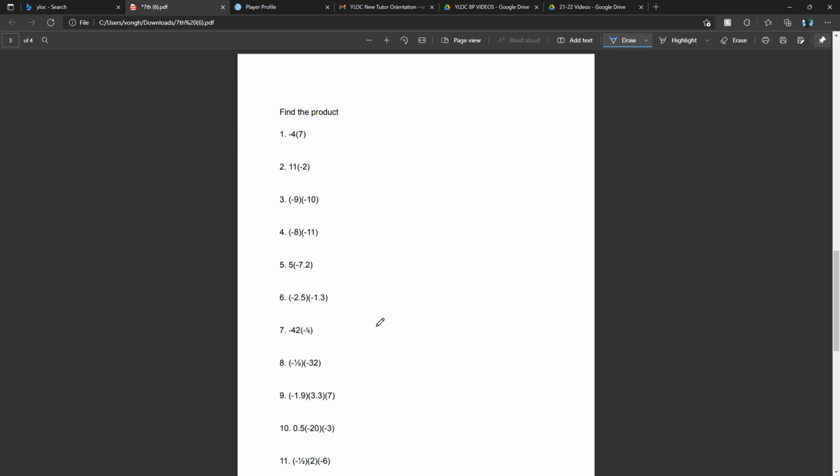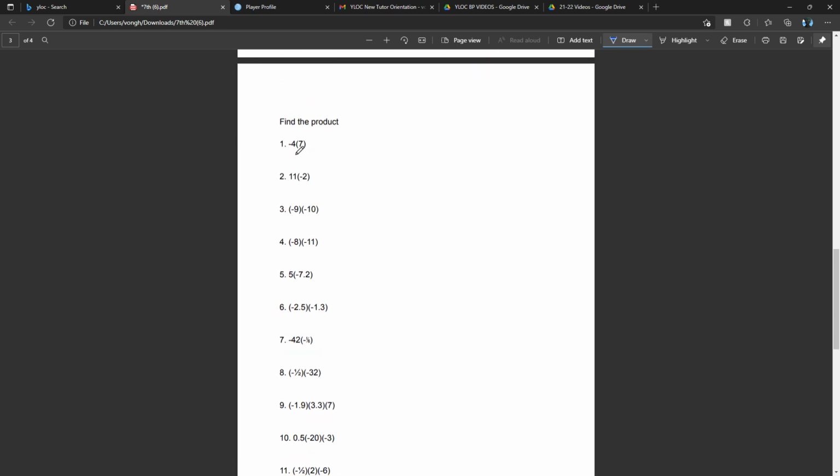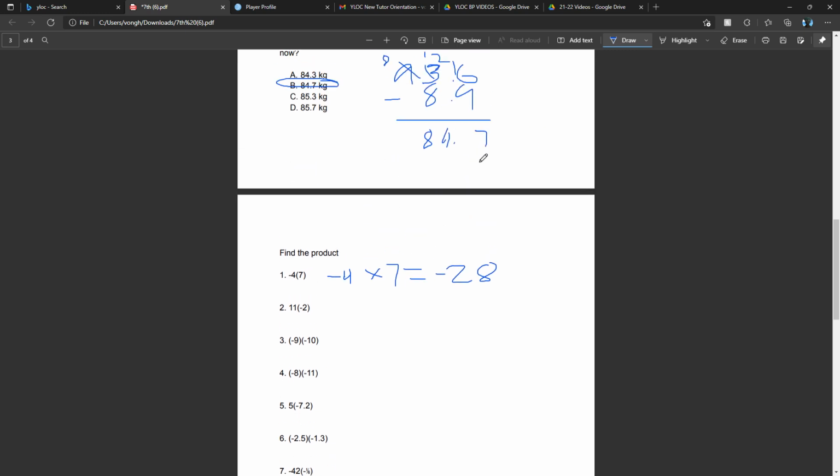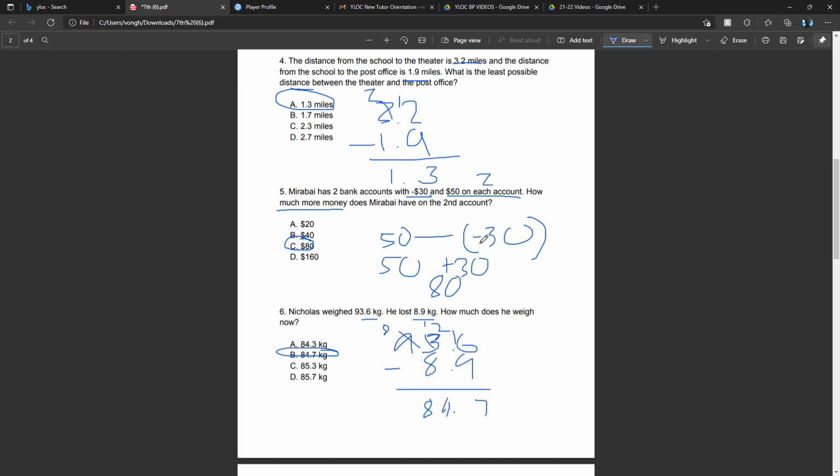Now here, this is just really simple. You have -4 parentheses 7. When you have a problem like this, it's really just saying -4 times 7. And when you do that, you get -28 because 4 times 7 equals 28, and since you have a negative number, you just add the negative sign to it. However, if it was -4 times -7, two negatives multiplied with each other give a positive number, just like here. Because this is really just 50 minus -1 times -30.